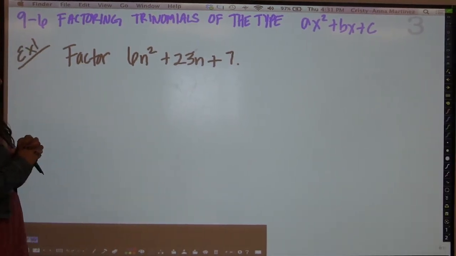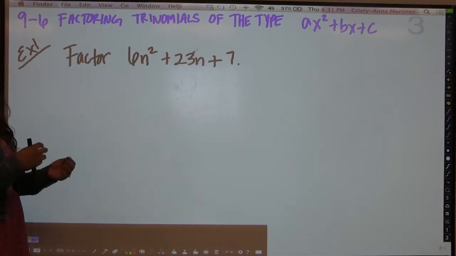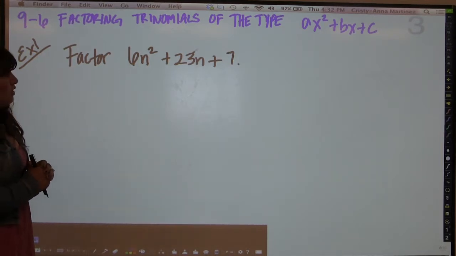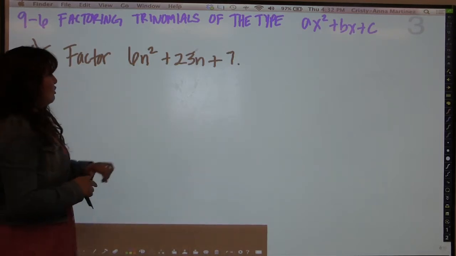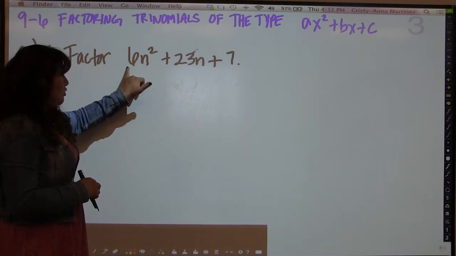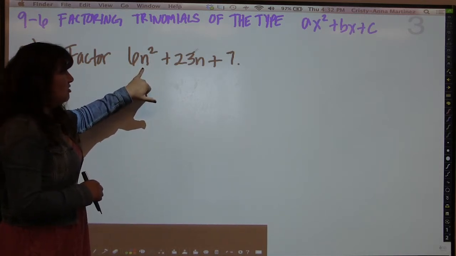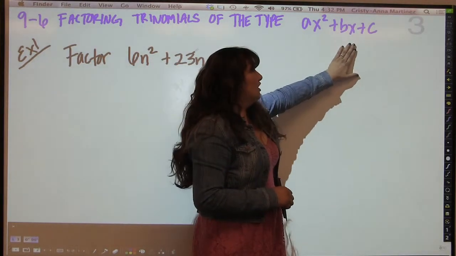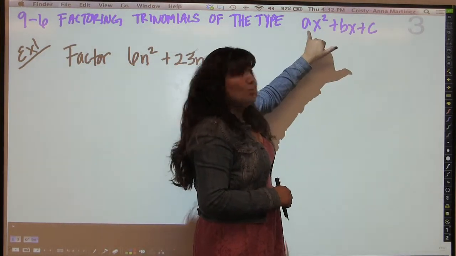And good news is that we don't have any new techniques to learn. Bad news is that it's slightly harder than the last section. One of the things that you will notice with all of the examples today is that there's going to be a number in front of the squared term, the quadratic term. So these are the type ax squared plus bx plus c. So if you look at your notes from the last lesson, the a was a 1.